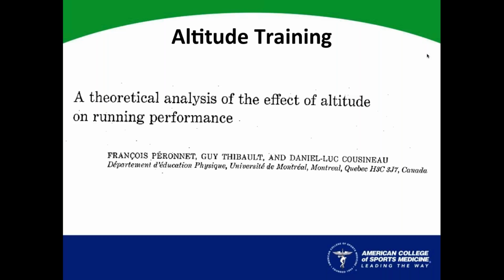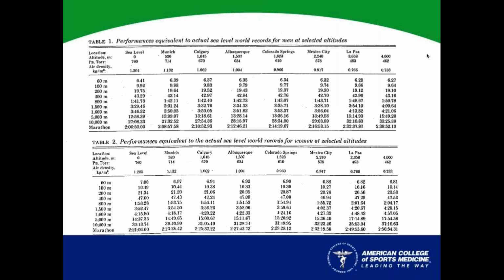That's really preferable. So just, you know, here's some times you see for performances at sea level versus world records for men at selected altitudes. At sea level, you've got a marathon run at 2:06:50, and you see the higher you go in altitude, the slower those times get.